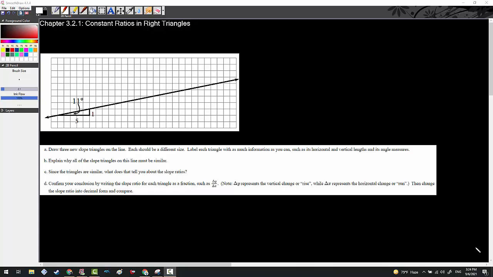In today's episode, we will be discussing Chapter 3.2.1, which is Constant Ratios in Right Triangles. And so this is problem 3-68. And basically, they're giving us this diagram here.